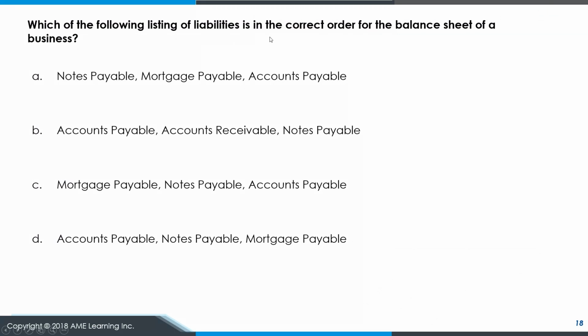Here it talks about the listing of liabilities in the correct order. And as far as the listing of assets and liabilities, from an asset perspective, it's going to go from what's the most liquid to least liquid. In other words, what's the easiest to convert to cash? So cash is always the most liquid. That is what defines liquidity. And then you'll see things like accounts receivable will be next.